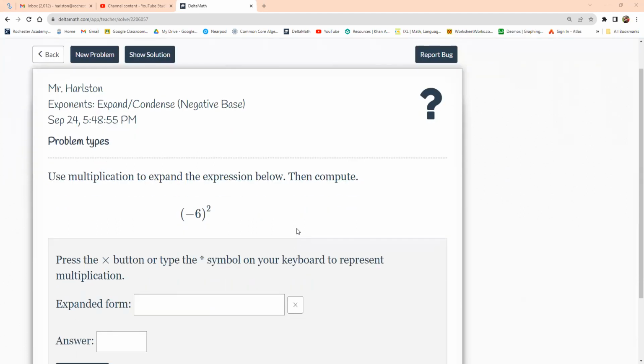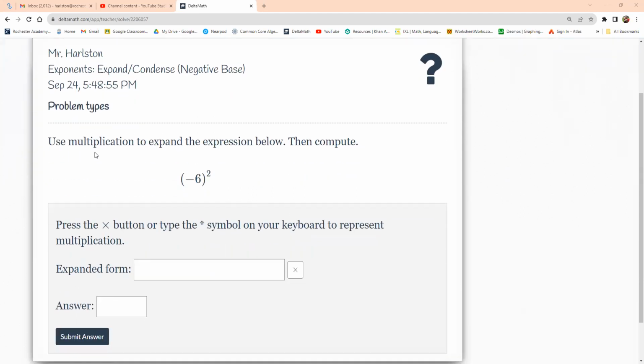So I'm going to show you this. In this case, it says, use multiplication to expand the expression below, then compute it. All right, so basically this is a -6 raised to the second power. The base is a -6. The exponent is 2. So the exponent means we're going to multiply the base times itself 2 times. Okay, so a negative times a negative is going to be a positive. So this is going to be a positive 36.